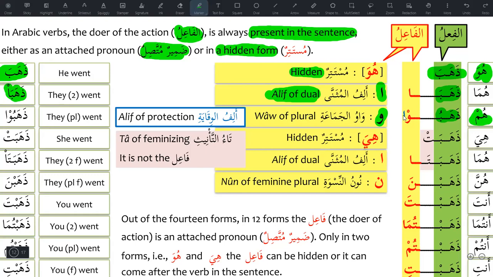And this alif, we call it alif of protection. This alif has no meaning. We don't pronounce this alif. This alif is only to protect the pronunciation of the zahabu.